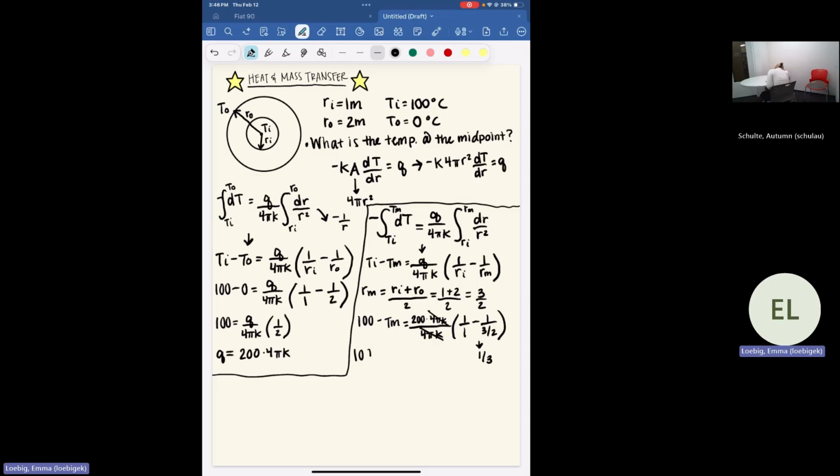Here we're going to have 100 minus our midpoint temperature is equal to 200 times 1/3. Isolating to get our midpoint temperature, we're going to find that it is 100 times 1/3. Or rather, our midpoint temperature is 100 over 3 degrees Celsius.